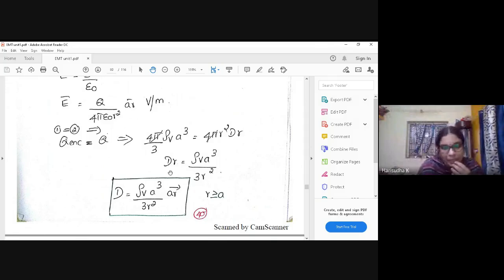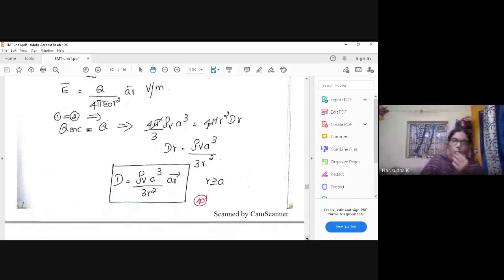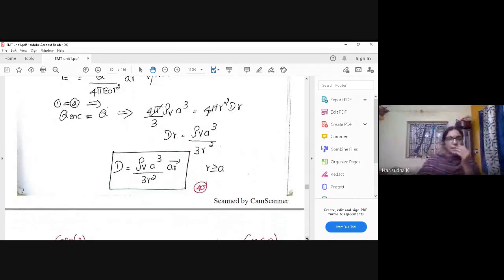Therefore, D will be equal to, I have found only Dr. So D is nothing but Dr into the unit vector along r. So what is Dr? Rho v a cube divided by 3r square into ar. So this is the electric flux density when the condition r is greater than a. Otherwise, I can say when the point P is fixed in the second sphere.